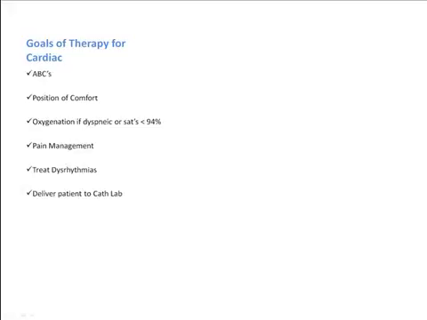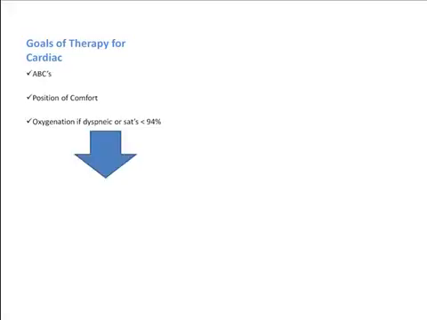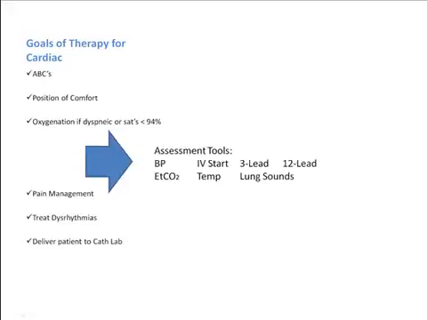Oxygenation. Now only if the SpO2 is less than 94% or if they are dyspneic. Pain management. This reduces anxiety, fear, and apprehension. Treat dysrhythmias and deliver to the cath lab. The first three goals of therapy are all BLS in nature. Paramedics want to get to pain management, but before they can do that, they have to apply the tools of assessment, all of which are BLS in nature, with the exception of the IV start.